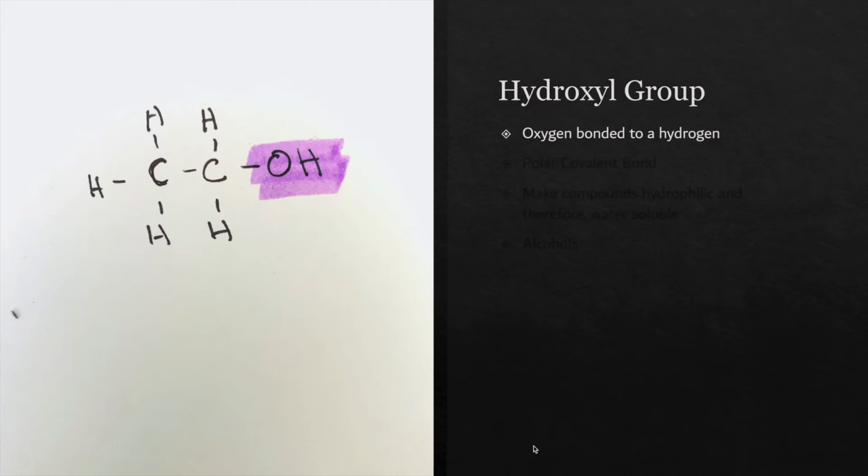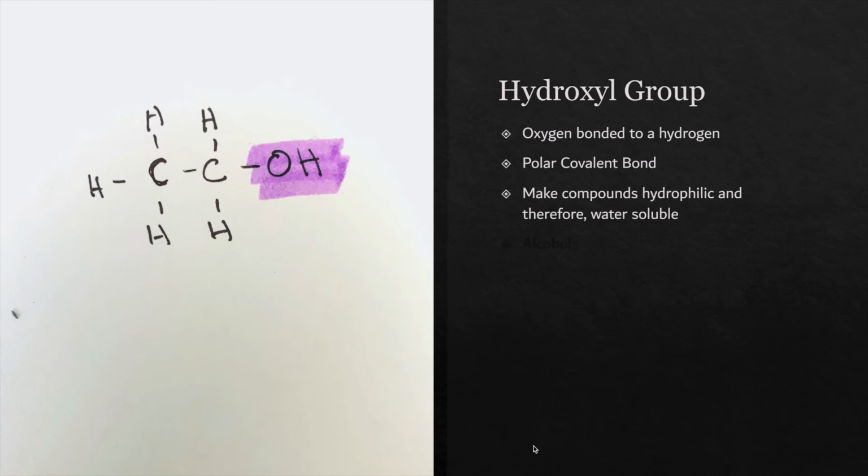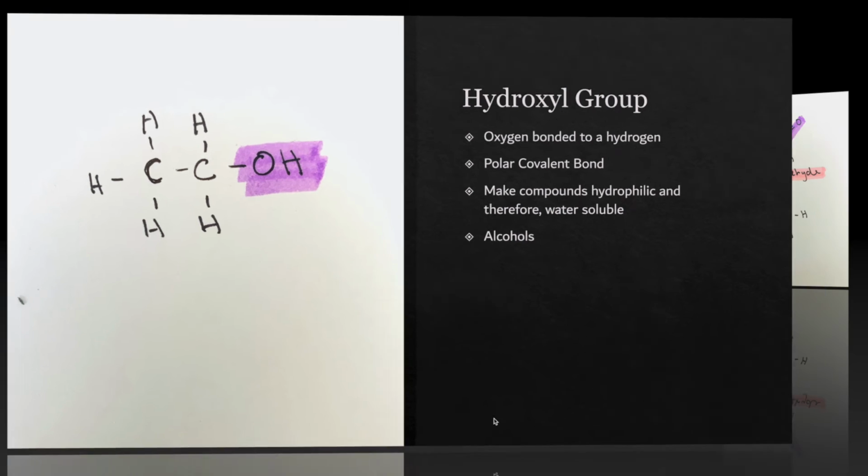A hydroxyl group is made up of an oxygen bonded to a hydrogen. The bond is a polar covalent bond. This is important because hydroxyl groups make the molecules they are bonded to hydrophilic and therefore water-soluble. Organic compounds that consist of a hydroxyl group are known as alcohols.